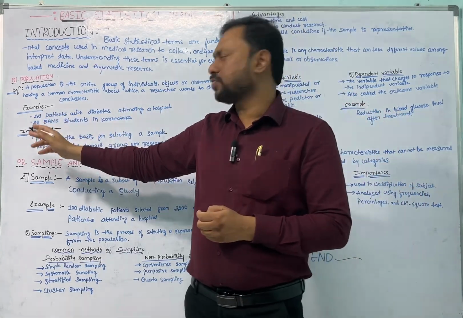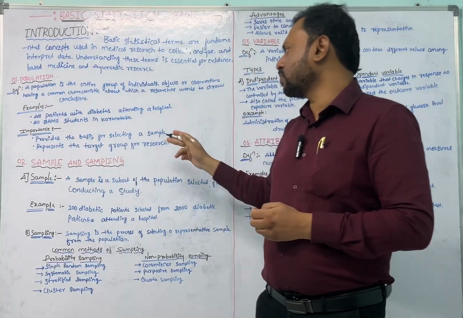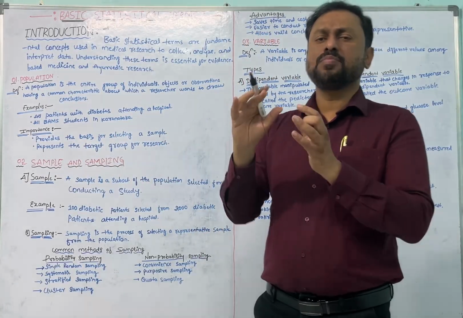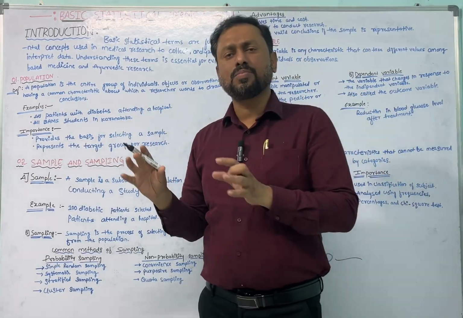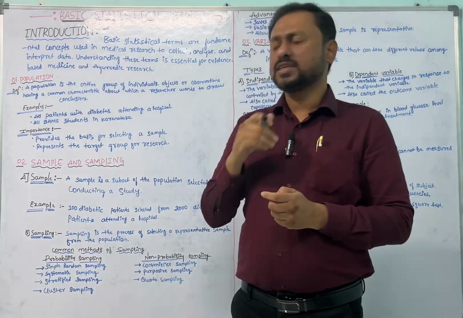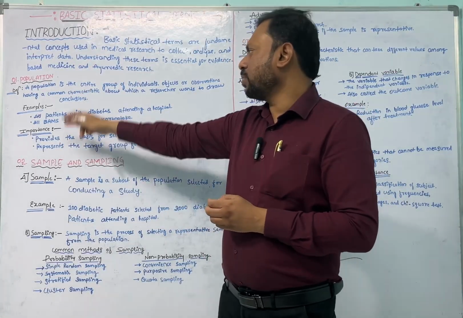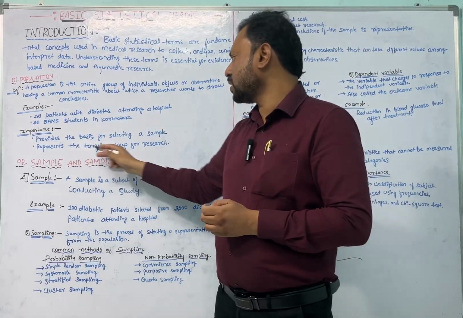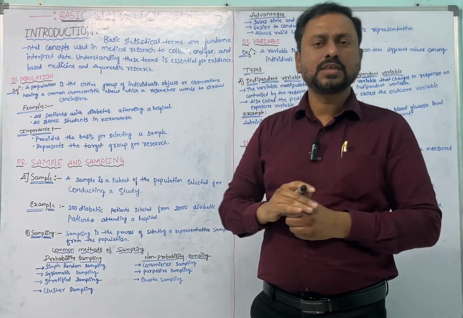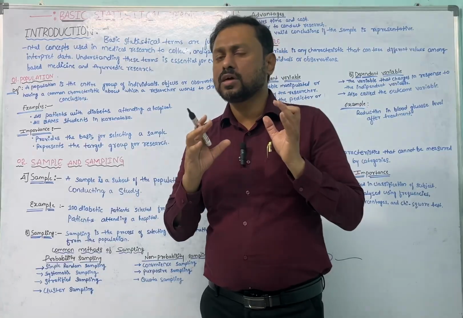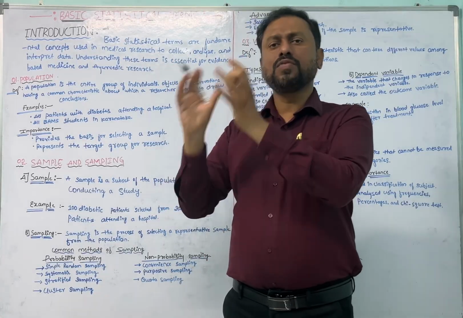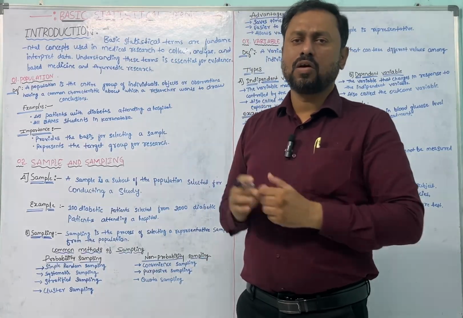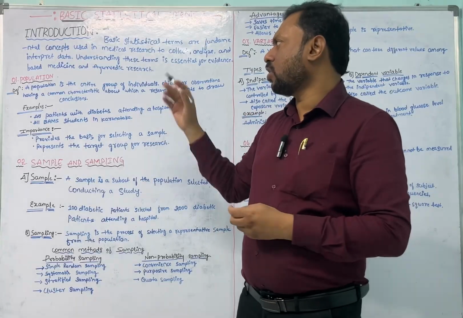Now what is the importance of the population here? To provide the basis for the selection of samples. It means that the people have a common characteristic, and from that we are selecting the samples. That's why the population provides the basis for selecting the sample. The next one is that it represents the target group of the research. It means the group the researcher is specifically targeting is called the population. This is all about the population.